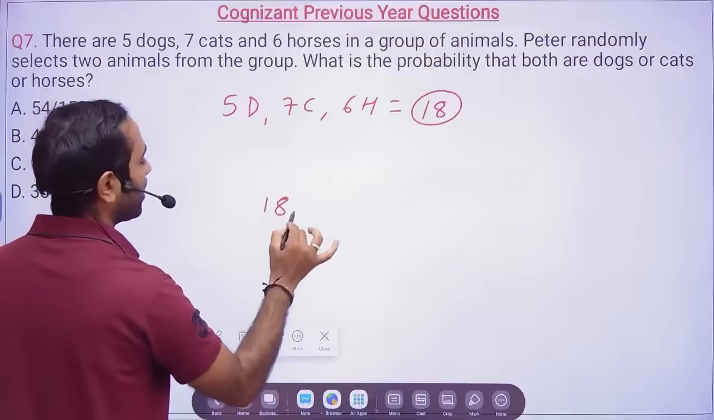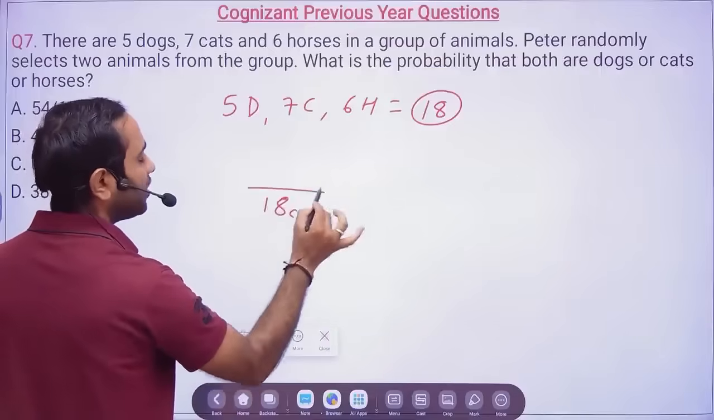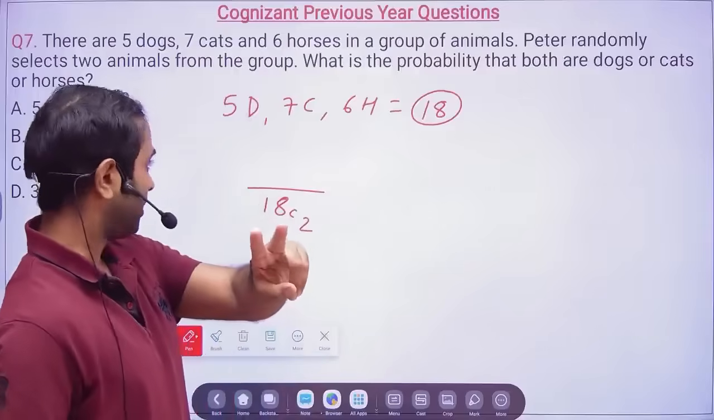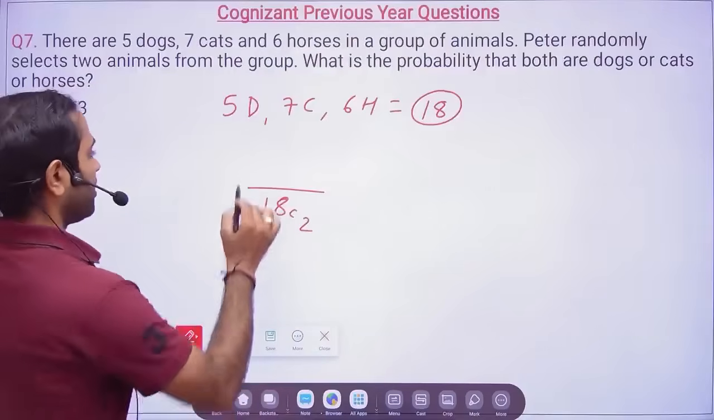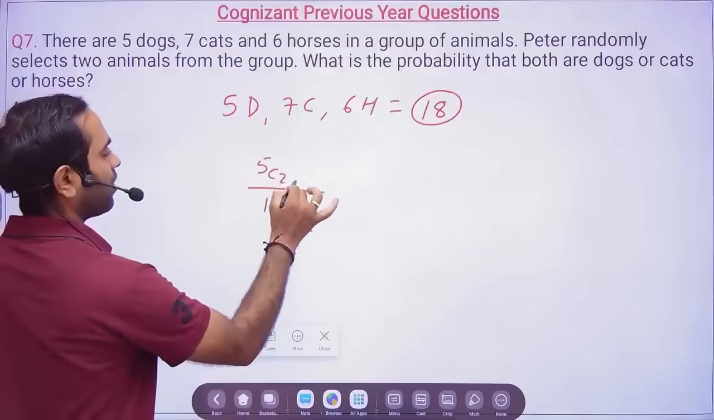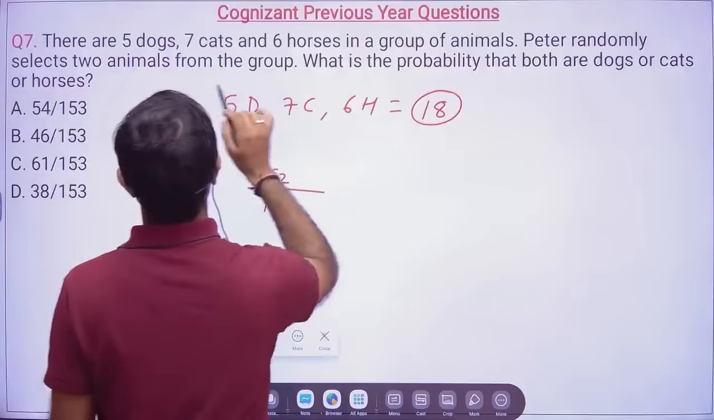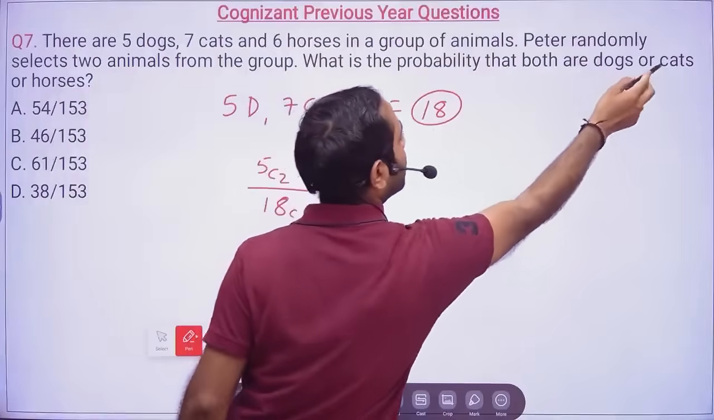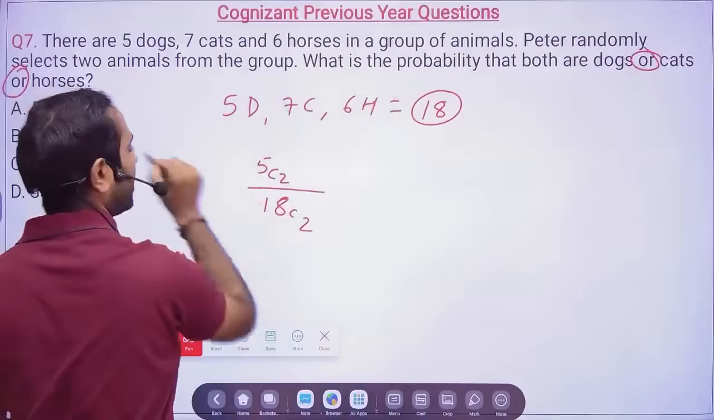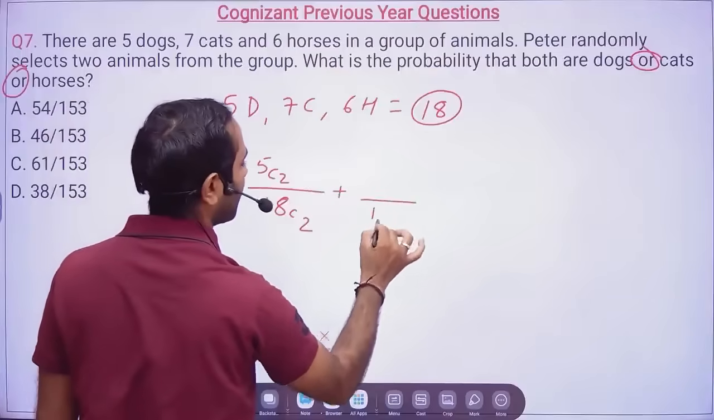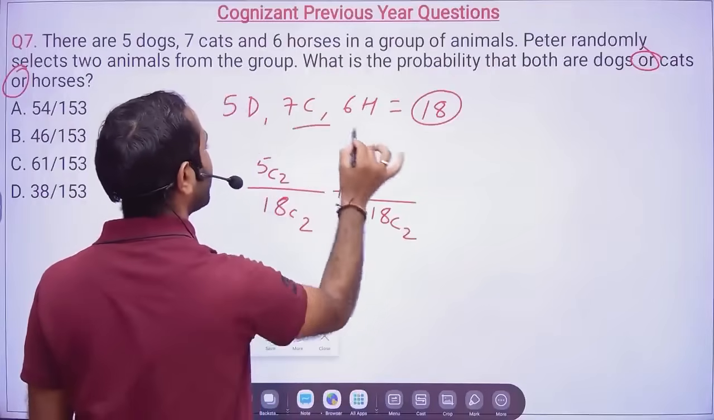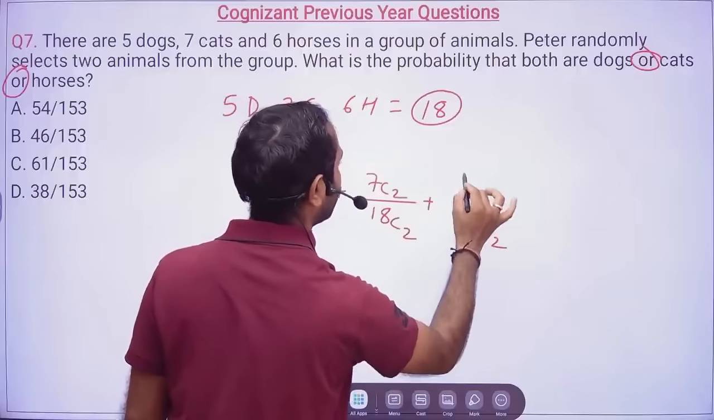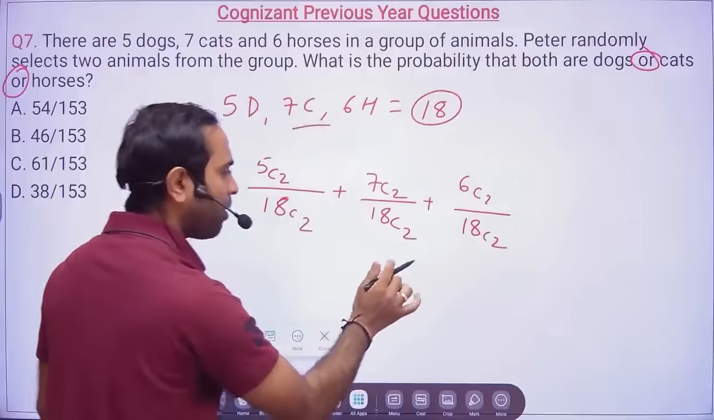So from 18, you are going to select how many? 2 animals. You are keeping a condition, the both should be either dog, cat or horse. So if you want dog, select from dog. If there is or, please randomly select 2 animals. What is the probability that both are dog or cats or horses? So whenever or comes, you have to use plus sign. Again, both should be cat, so 7C2. If both should be horse, then 6C2.